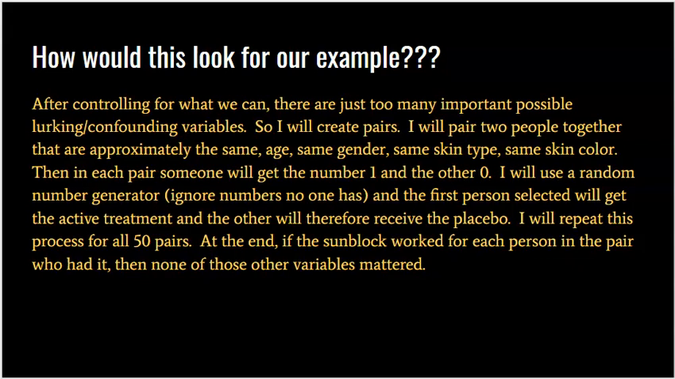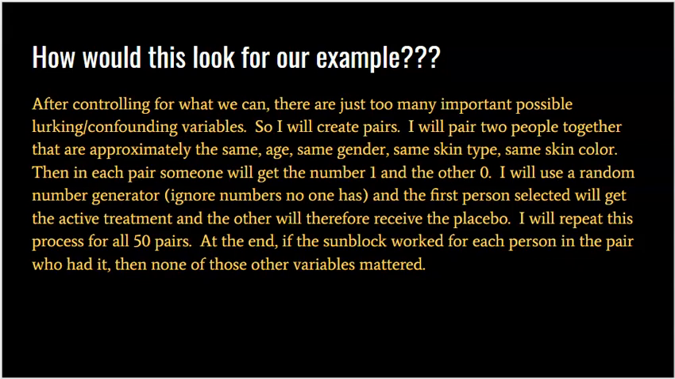And they're so similar based on several factors, right? That's when you want to think about matched pair design. Then, in each pair, someone will get the number 1 and the other person will get the number 0. I will use a random number generator, ignore repeats that no one has, and the first person selected will get the active treatment, the actual lotion with the actual ingredient in it to block the sun, and the other will receive the placebo, which is just my water-based lotion, no ingredient.